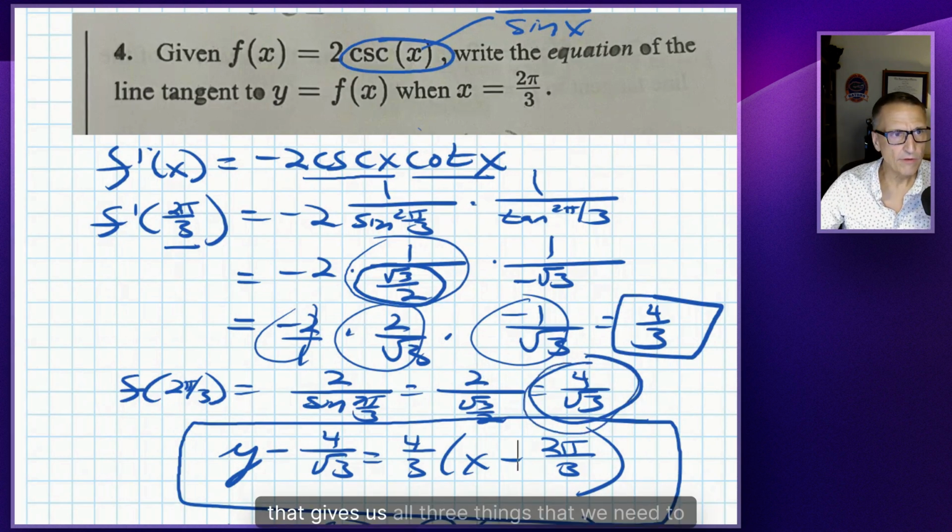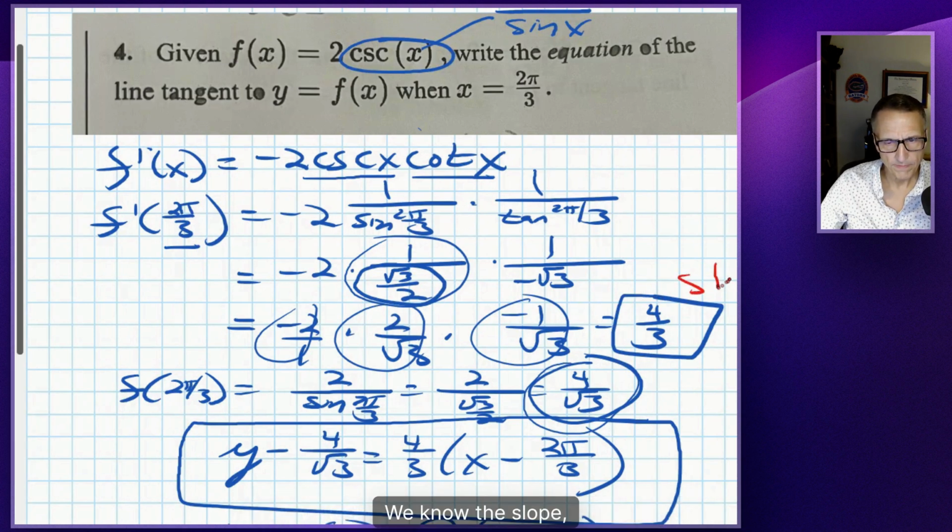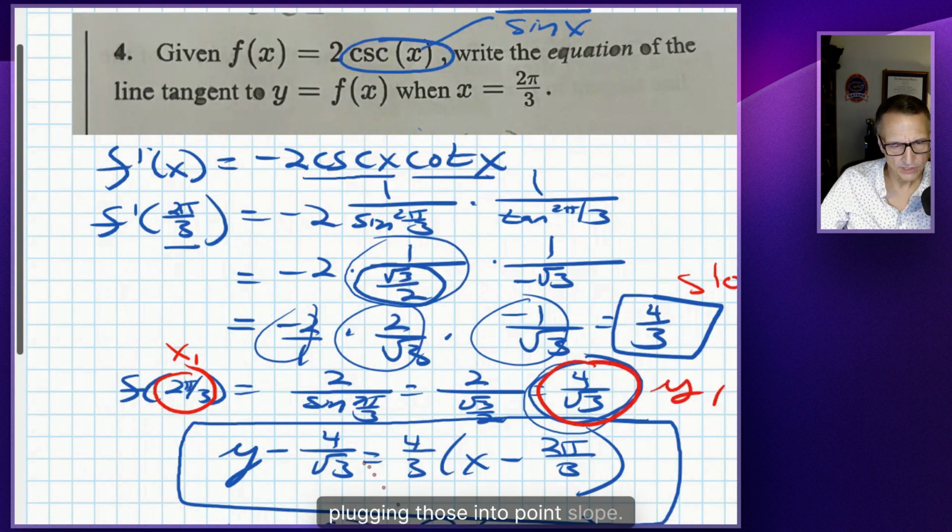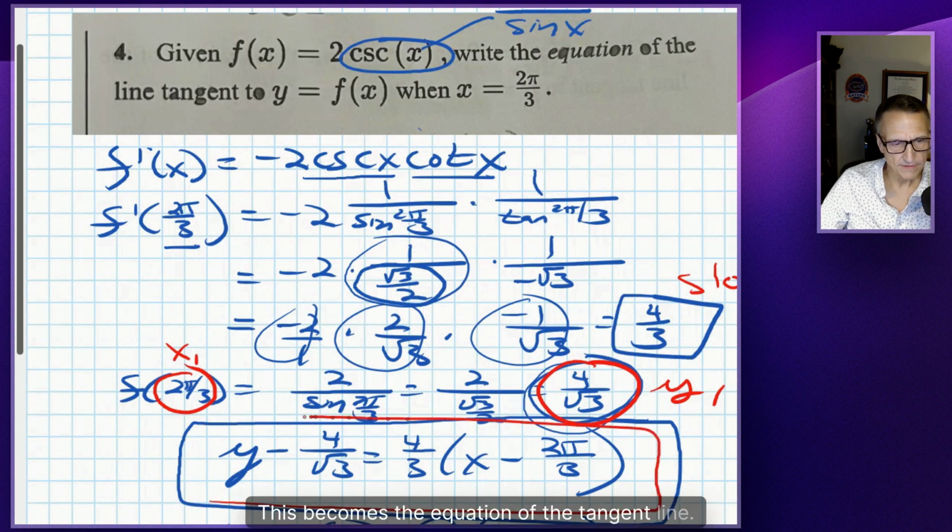That gives us all three things that we need to write the equation of our tangent line. We know the slope, which was the derivative evaluated at 2 pi over 3. We have our x1, which is the x-coordinate of the point of tangency, and there's our y1. So plugging those into point slope, this becomes the equation of the tangent line.